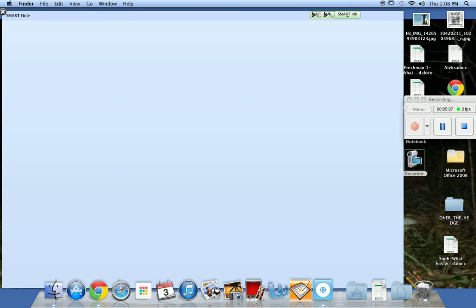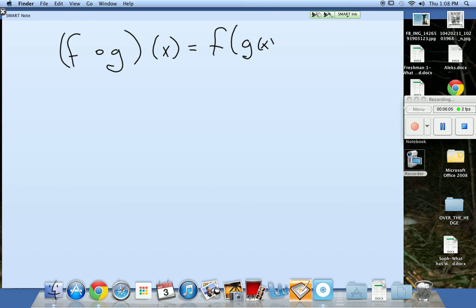You have another function. If you take a look on the next page, page 13, you're going to see this. Do not mistake this for times. It's an open circle. All right? Do not mistake this for times. Here's what this means. It's f of g of x. Now, what does that mean?